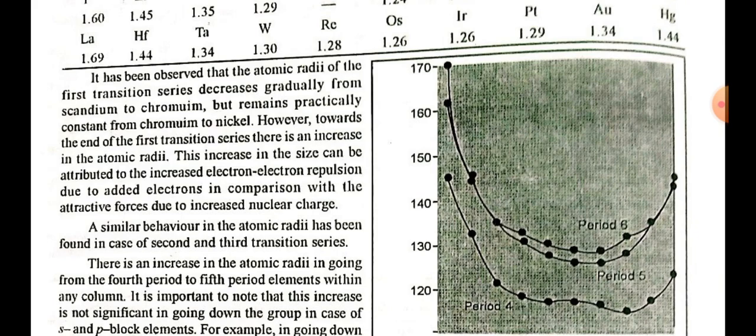A similar behavior in the atomic radii has been found in the case of the second and third transition series. There is an increase in the atomic radii in going from fourth period to fifth period elements within any column. It is important to note that this increase is not significant in going down the group in the case of s and p block elements.